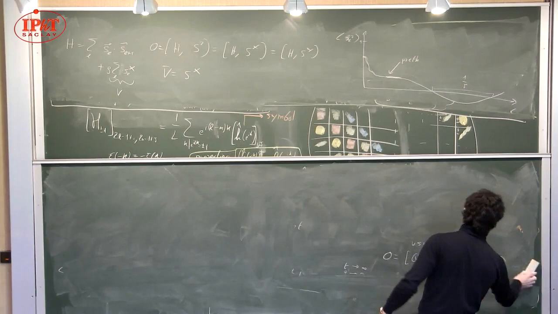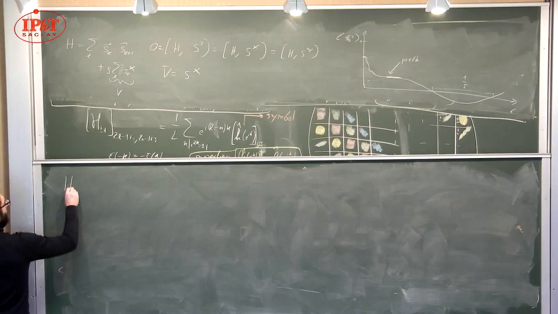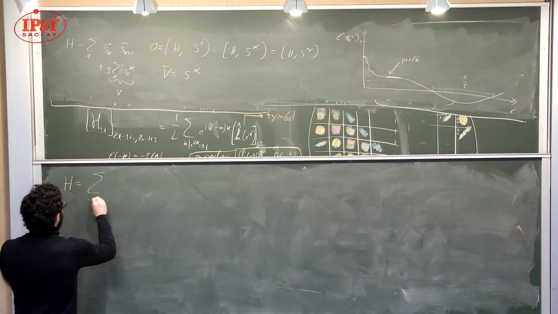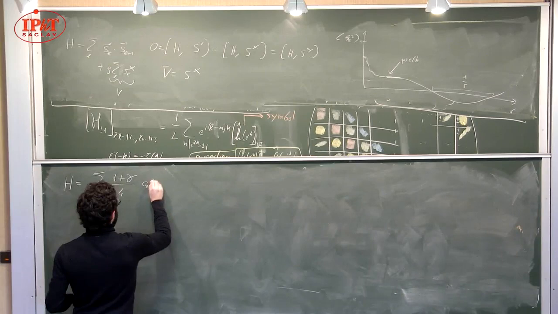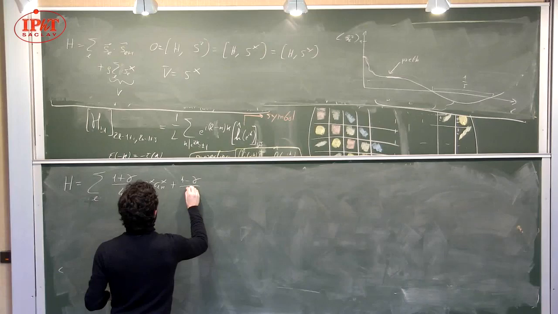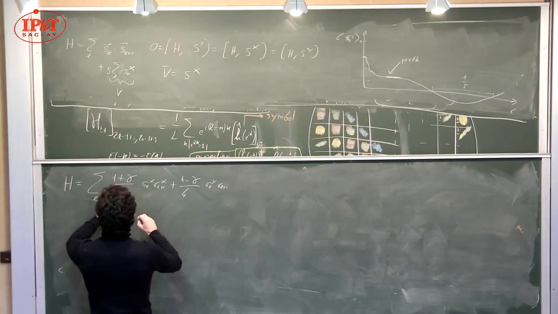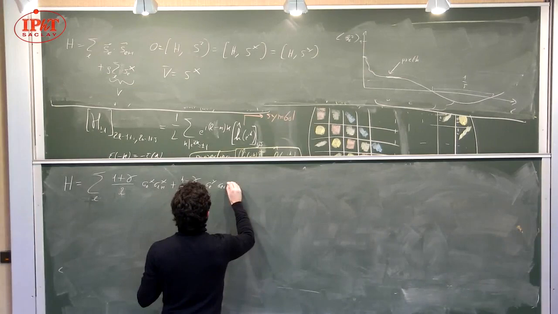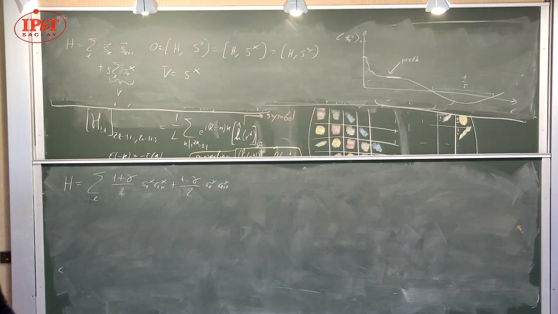So, if you now consider this Hamiltonian, the sum over L of (1 plus some parameter gamma) over 4 sigma L x sigma L plus 1 x, plus (1 minus gamma) over 4 sigma L y sigma L plus 1 y. So this is a non-interacting Hamiltonian. It's part of the model that we studied, that we considered before.